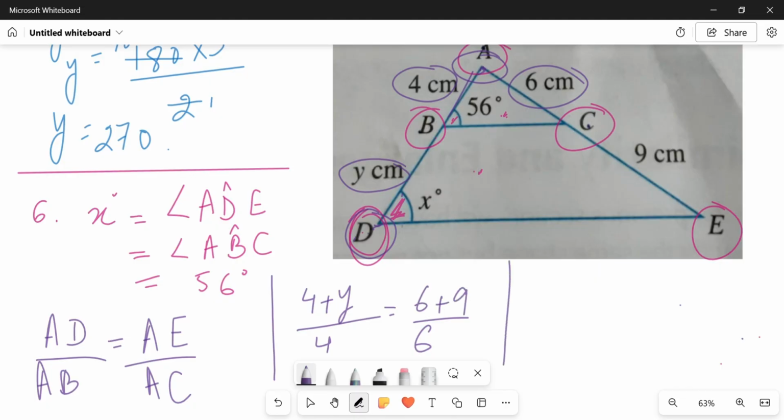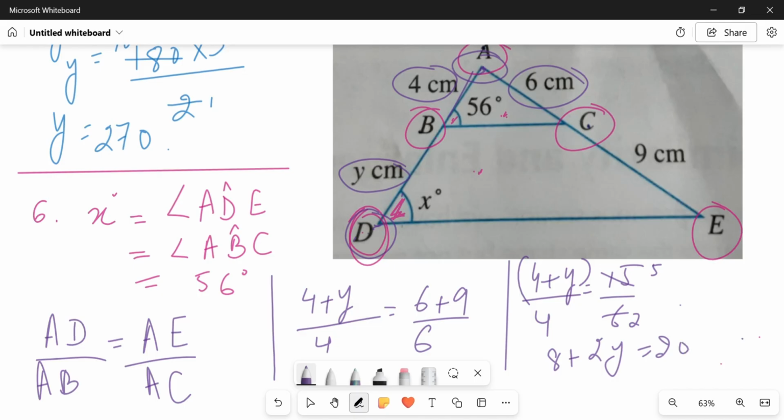So 4 plus y, we cannot add them, so 4 plus y will come as it is, equals 15 over 6. We can simplify: 3 fives are 15, 3 twos are 6. Now cross multiply. 2 multiplied with the whole bracket is 8 plus 2y, equals 5 fours are 20. So 8 will shift over there and become minus: 20 minus 8 gives you 12. When we divide, 2 will shift over with the division sign, so y equals 6.